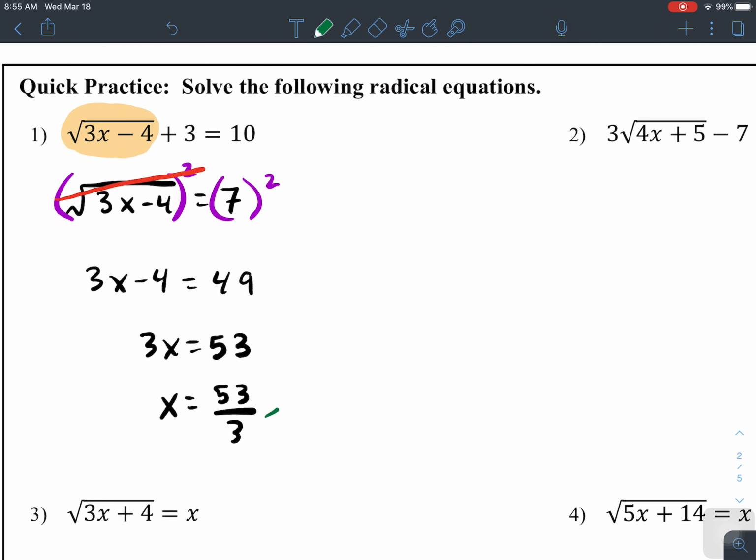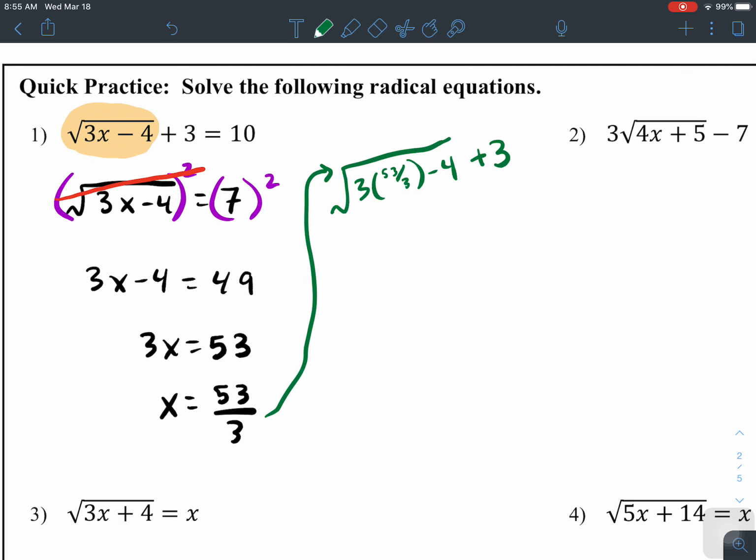And in this case, especially if I'm getting a fraction, I am going to type it in my calculator. 3 parentheses 53 divided by 3 minus 4. Outside the radical is a plus 3. And hopefully, if I type that in, I should get 10.